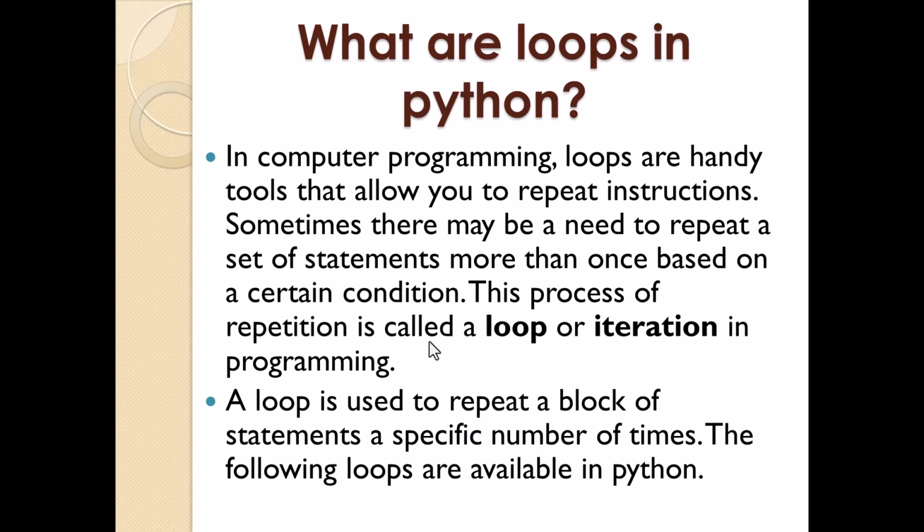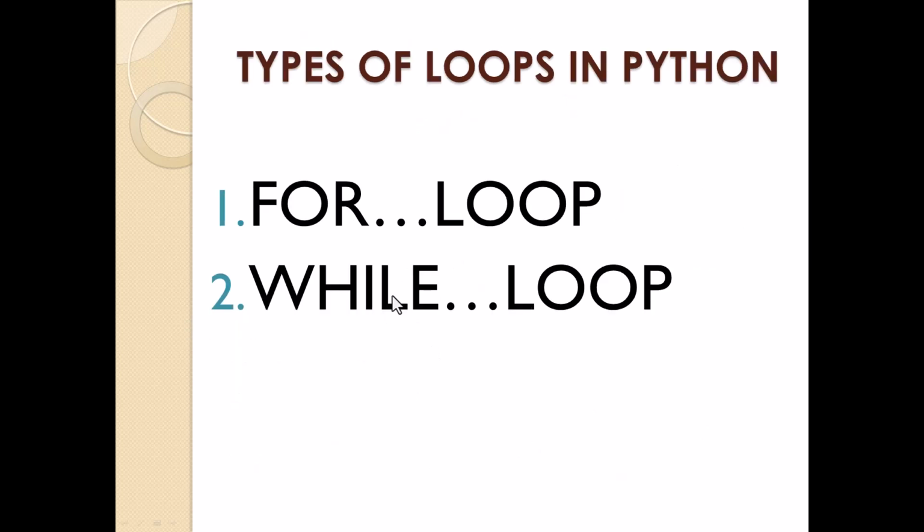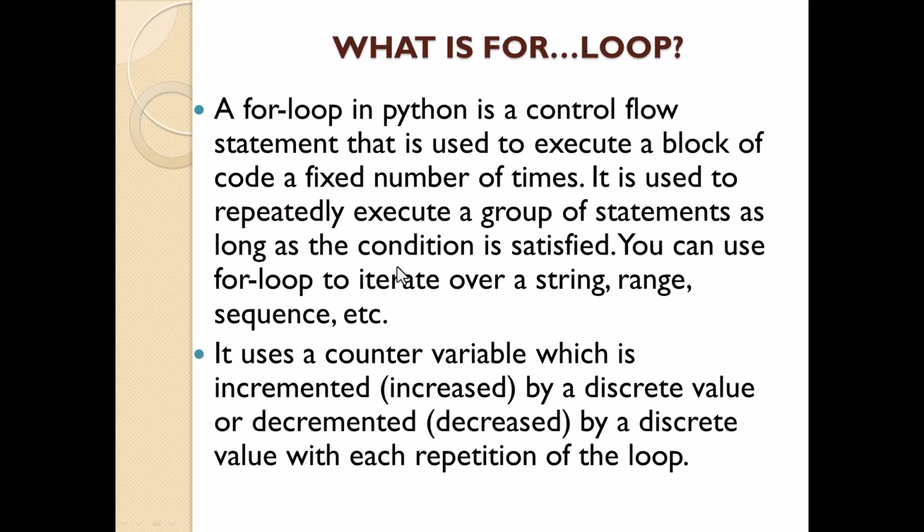So let's consider some of the following loops. We have two types of loop in Python, the for loop and the while loop. But our focus is going to be on the for loop. So what do we mean by the for loop? A for loop in Python is a control flow statement that is used to execute a block of code a fixed number of times. So it's a block of code that we use to repeat a statement a fixed number of times.